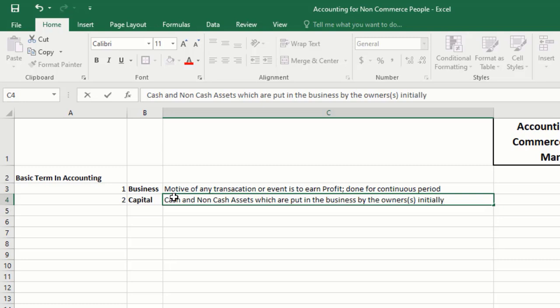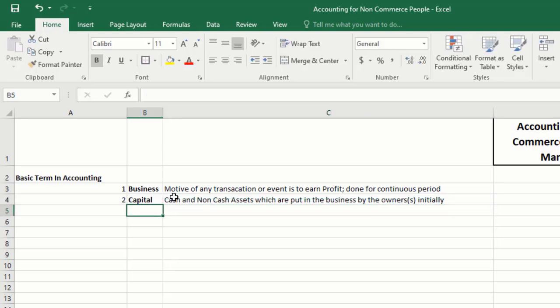Sir, maybe after 5 years we can put some more money into the business. Yes, you can put. Then what will it be called? Again capital. What is the name? Additional capital. So what is the difference? Nothing. You bring money now, it becomes money for the future put in the company by the proprietor.